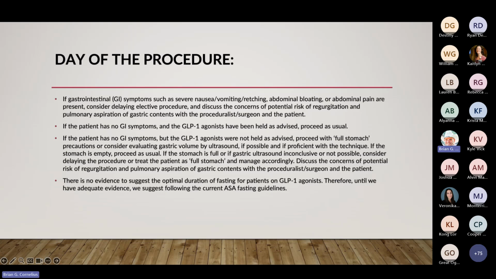So what do we do on the day of the procedure? Obviously, if they show up nauseated, vomiting, we probably want to go ahead and cancel if it's elective. If it's not, then we'll consider them a full stomach and go ahead and proceed with an RSI. But there is still increased risk of regurgitation and aspiration of gastric contents. So kind of the full court press, think about things like Pepcid. Sodium citrate may be an option for them as well.